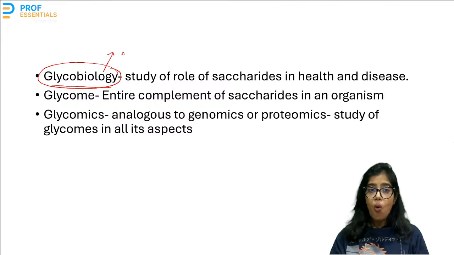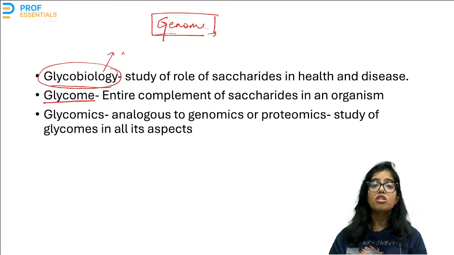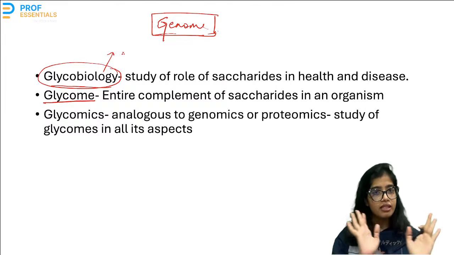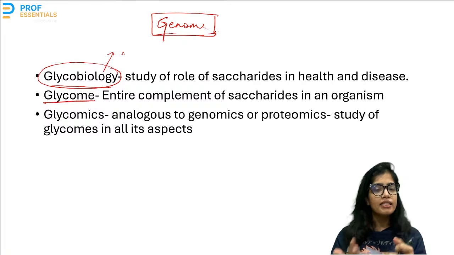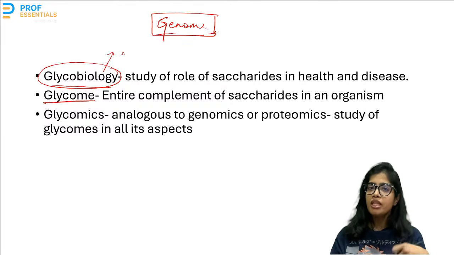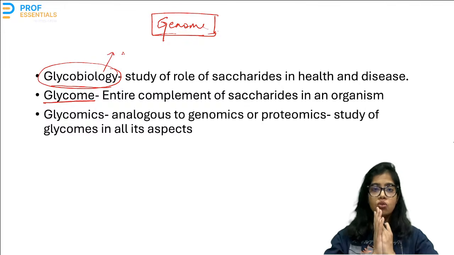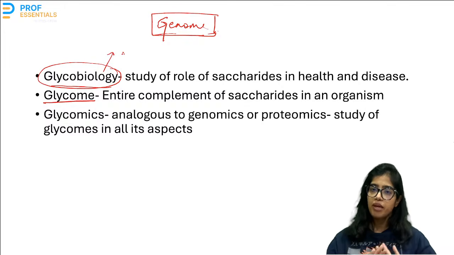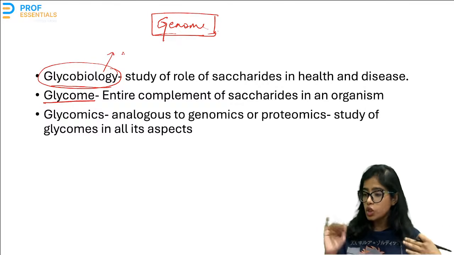Next is glycome. You must have heard of the term genome. Genome is the entire complement of genes in an organism, that is, the total number of genes present in the organism. Similarly, there is a term called glycome. It is the entire complement of saccharides in an organism, be it free or bound saccharides. The total amount or variety of saccharides present in the organism forms the glycome, similar to genome.